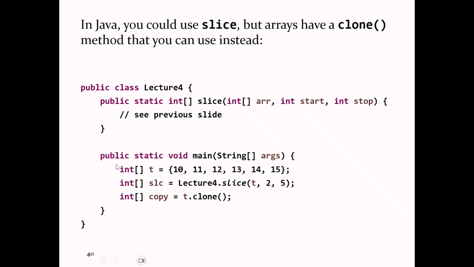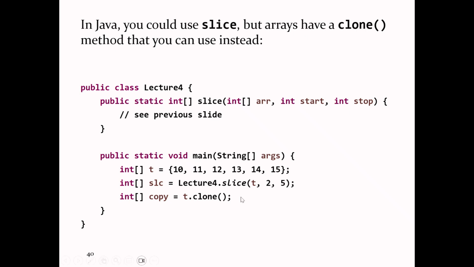If you want to copy a one-dimensional array in Java, you can just call clone. You just write the array name, write .clone, and away you go. That gives you a copy of the array, so again, much easier than in C. And now your copy truly is an independent copy of the array T. If you change copy, T doesn't change. If you change T, copy doesn't change. They're now independent copies.